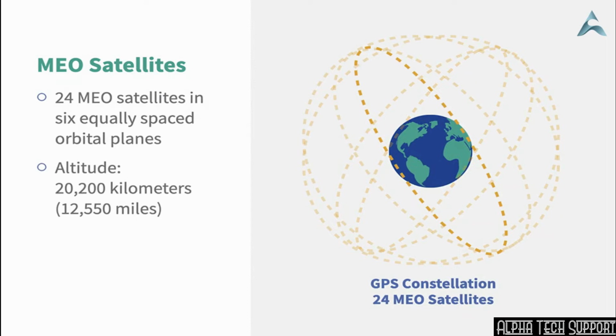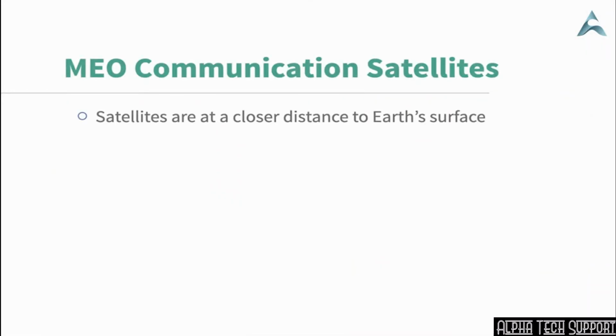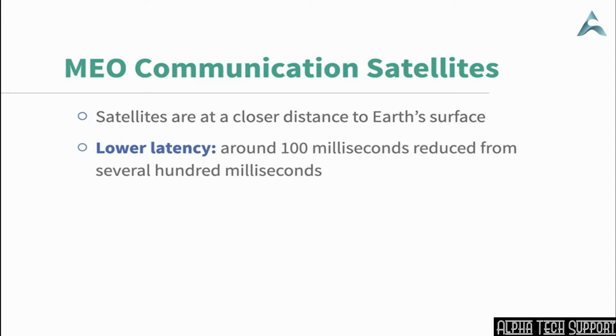They are at an altitude of around 20,200 kilometers. Since MEO satellites orbit at a lower altitude, communications has less latency than that of LEO satellites. The signal travels a shorter distance between satellite and a ground station. The estimated round-trip time can be reduced from several hundred milliseconds to around 100 milliseconds, equivalent to some terrestrial networks.